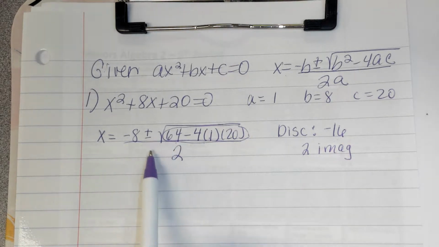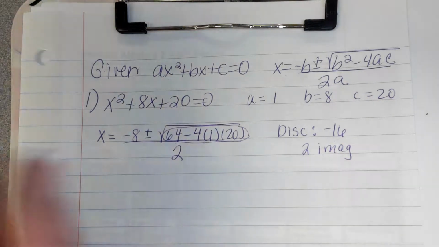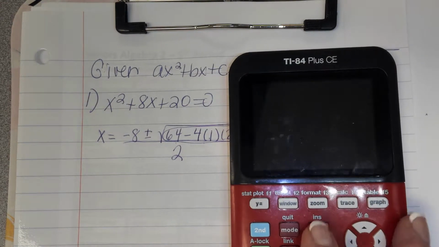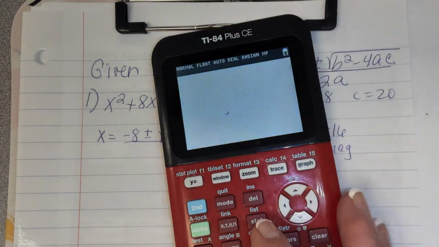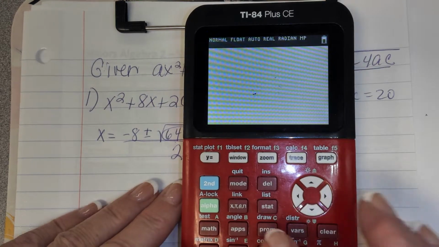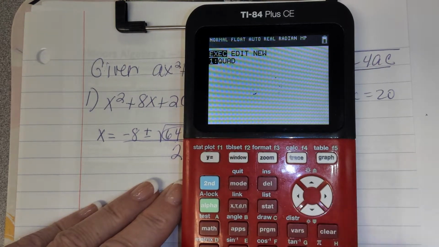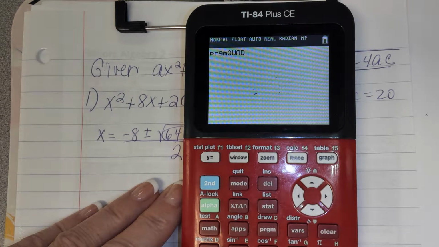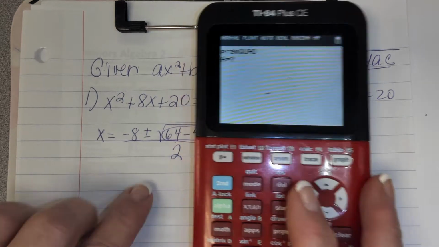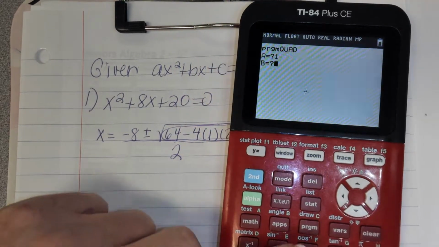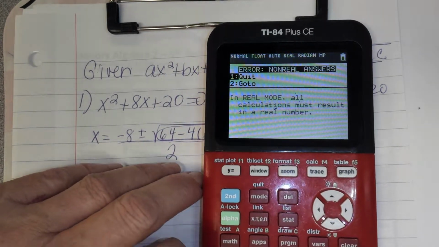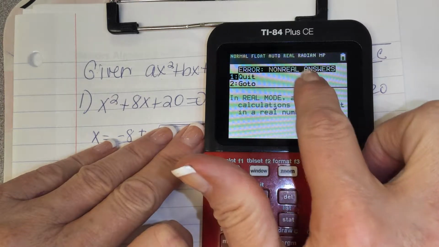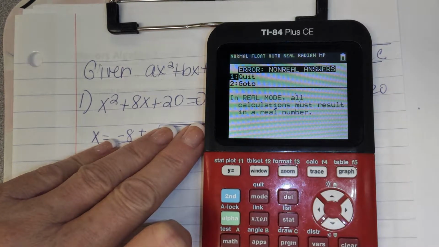Now, I could go ahead and finish the problem, but I want to show you what you can do if you have the quadratic formula on your calculator. You guys do not have this yet, but I want to show you what it will do. If I go to Program and I have the quadratic formula, I'm going to push Enter. My A value is 1, B is 8, C is 20. When I push Enter, it's going to tell me that I have non-real answers.